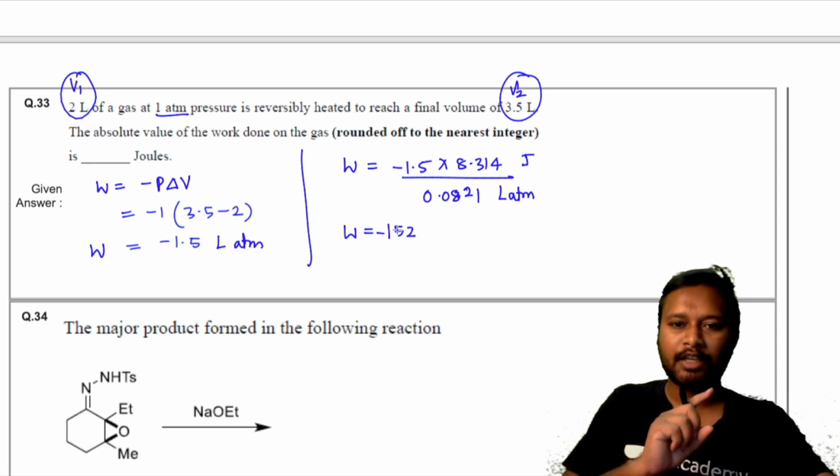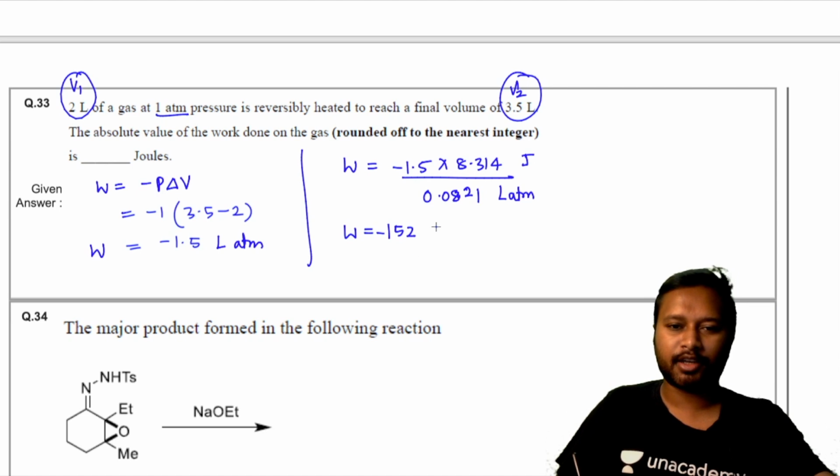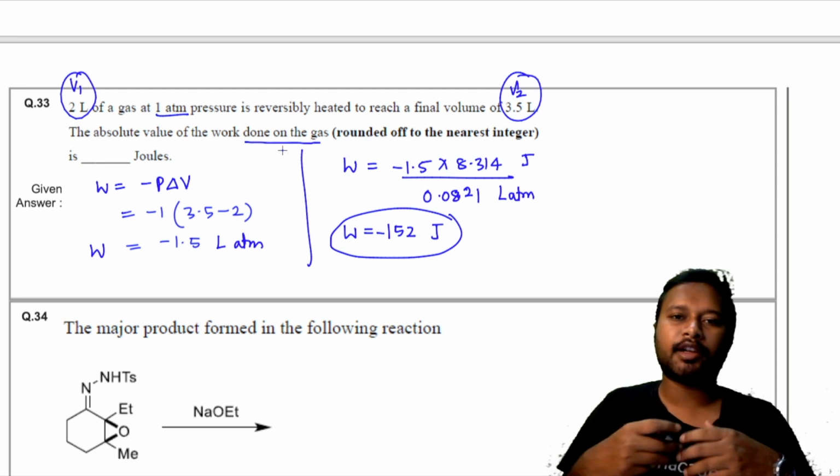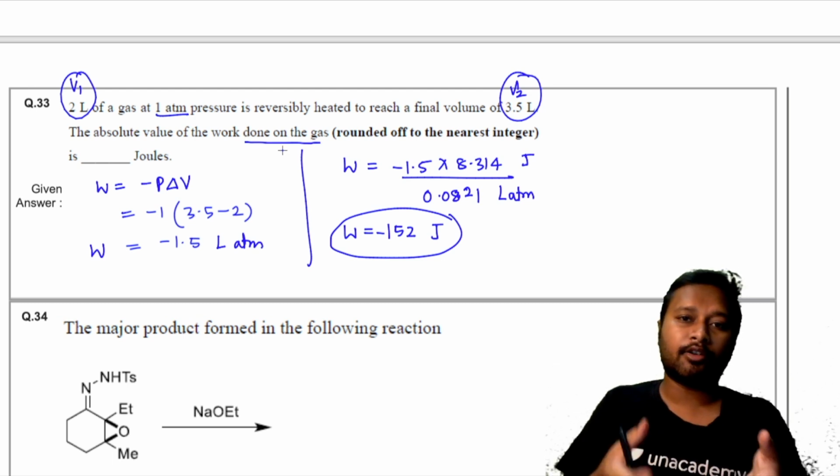But one more thing I want to make clear over here: in the question it was asked for the absolute value of work done on the gas, how much work is being done on the gas. So work done on the system is always positive, so you don't have to put the minus sign.